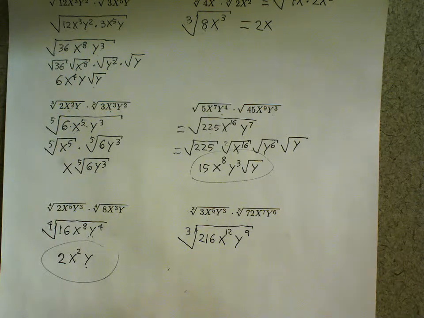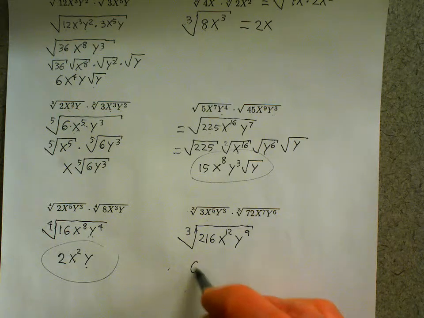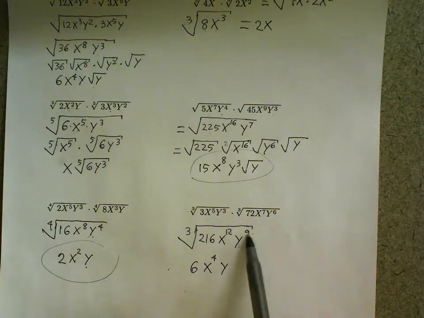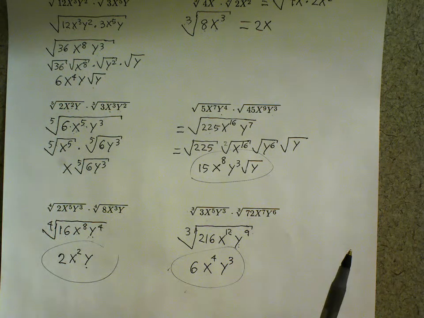Now, this is kind of nice because each of the factors inside the cube root is a perfect cube. The cube root of 216 is 6, because 6 to the 3rd is 216. The cube root of x to the 12th is x to the 12 divided by 3, or x to the 4th. And the cube root of y to the 9th is y to the 9 divided by 3, or y to the 3rd. So we get a nice result on that one.